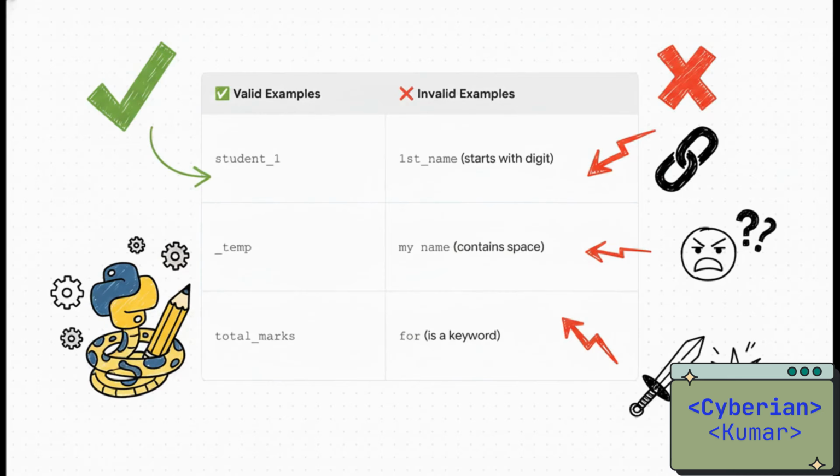And you can see those rules in action right here. Student1, totally fine, but 1st_name is no good because it starts with a number, my name won't work because of that space, and for is a definite no-go because it's a keyword Python needs for its own use.